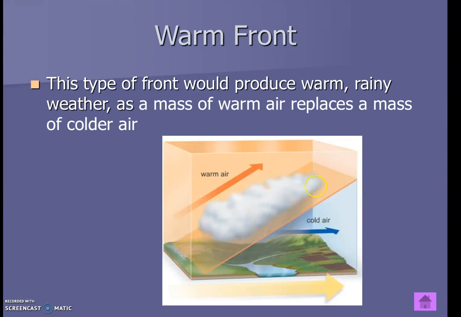Next, we have a warm front. A warm air mass actually catches up to a cold air mass. As you can see where the arrows are pointing, the front is moving this way. So the warm air mass pushes the cold air mass out of the way. We get warm weather because the warm air is pushing the cold air away. There also will be rain because as the warm air pushes the cold air away, the warm air is rising and creating clouds.